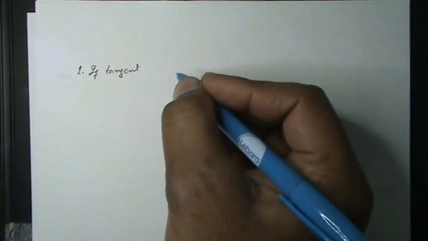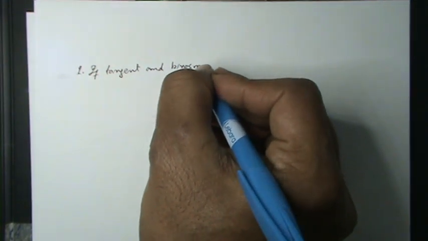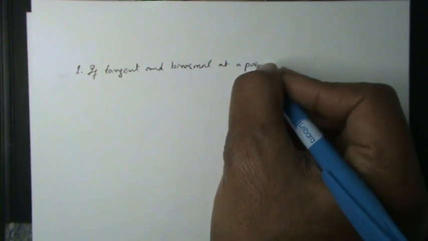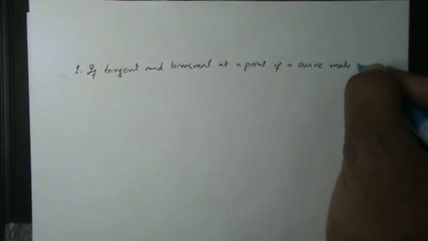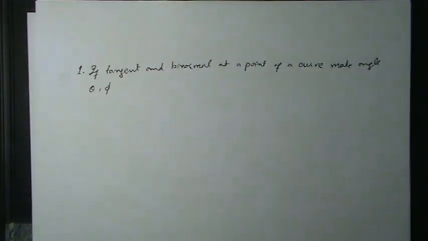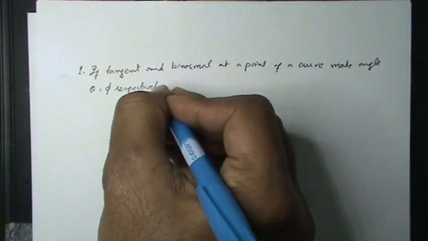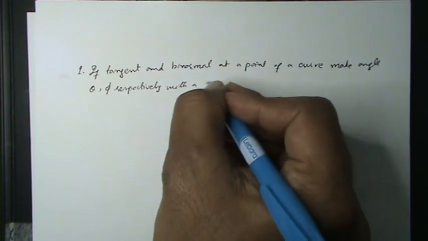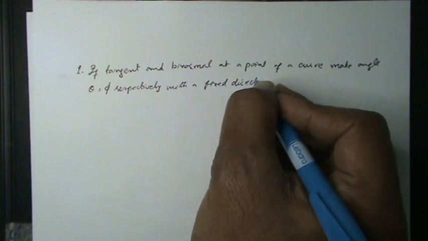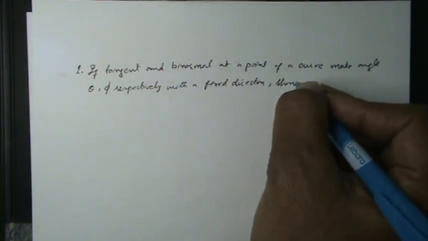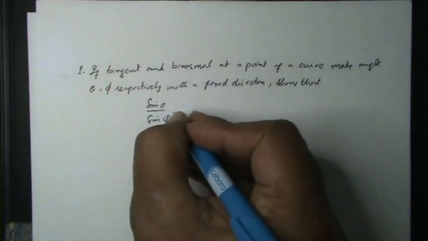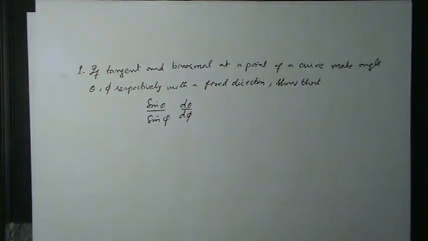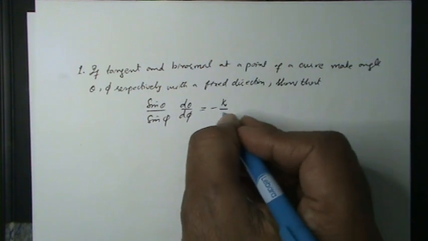If the tangent and binormal at a point of a curve make angles theta and phi respectively with a fixed direction, show that sin theta over sin phi times d theta over d phi is equal to minus kappa over torsion tau.